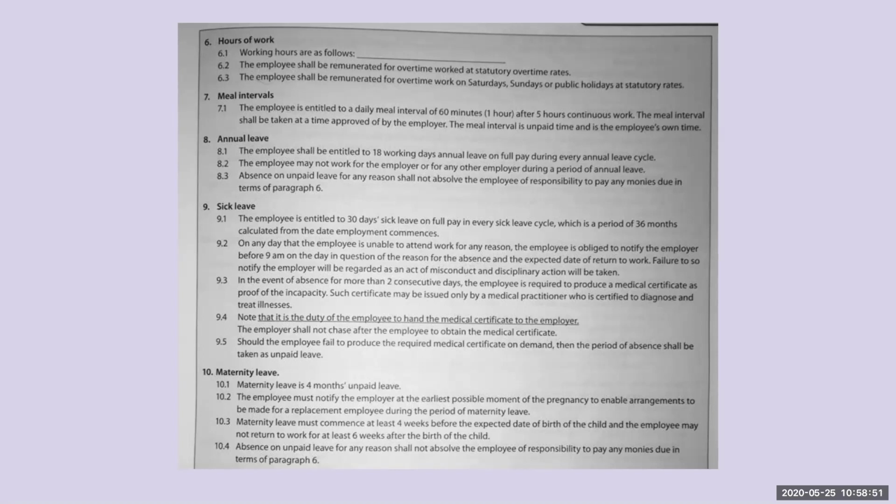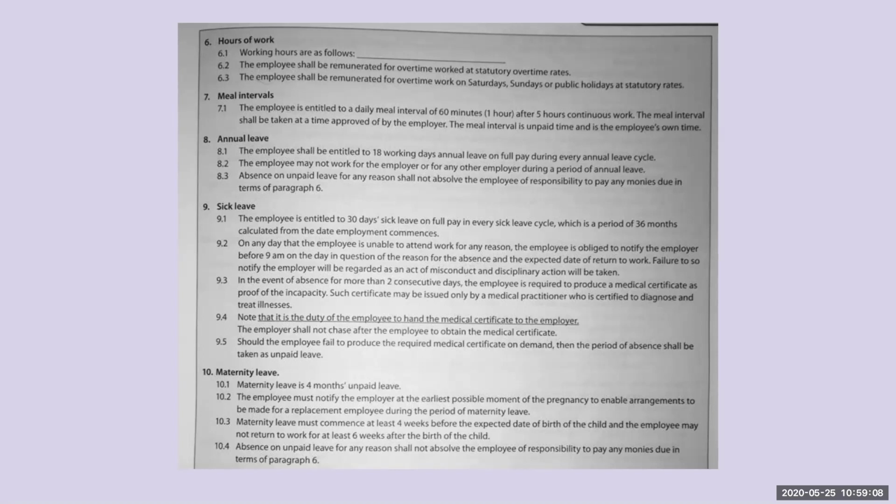Maternity leave, so that's when a person is pregnant and they're having a baby. Maternity leave is 4 months unpaid leave. That means you're allowed to stay away from work for 4 months, but you will not be paid for that period. However, you'd still have a job to go back to.